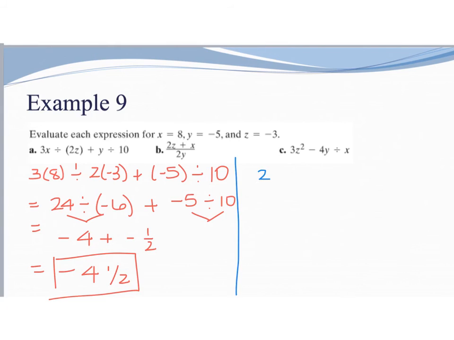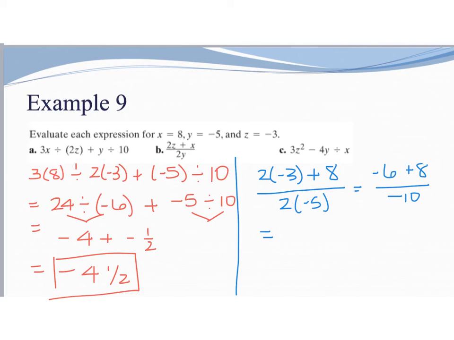Part B says I have 2 times z, which is a negative 3, plus x, which is 8. And we're going to divide that whole thing by 2 times y, which is a negative 5. So if we simplify, we end up with negative 6 plus 8 divided by a negative 10. And negative 6 plus 8 is a positive 2 divided by a negative 10. So a positive divided by negative will give me a negative, and 2/10 will reduce down to 1/5. So I end up with a negative 1/5.